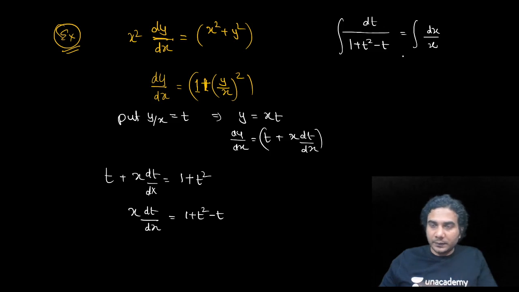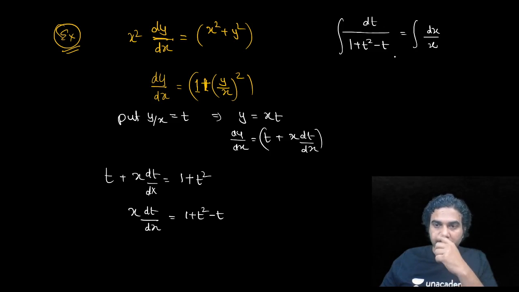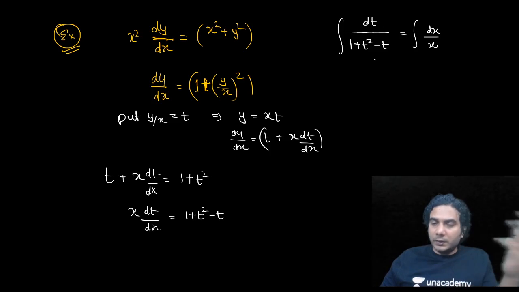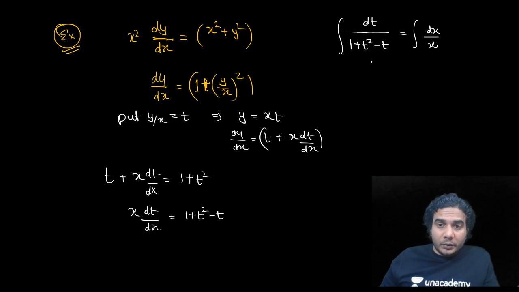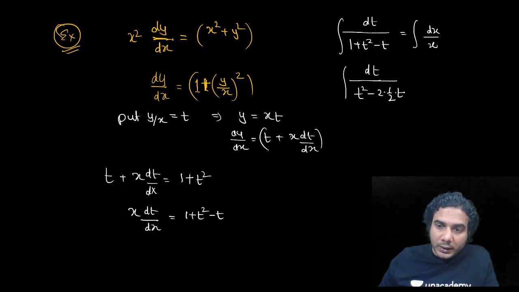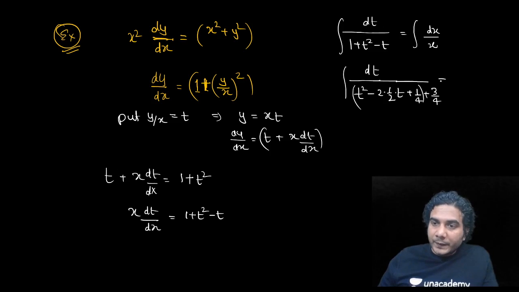Integrate it. So now you know how to integrate a quadratic, right? You need to make it a perfect square. So you make it a perfect square, and it is going to be t square minus 2 into 1 by 2 into t, so 2ab, plus 1 by 4 plus 3 by 4. This way you can split the terms. The right side is ln x, right? You can integrate this plus c.